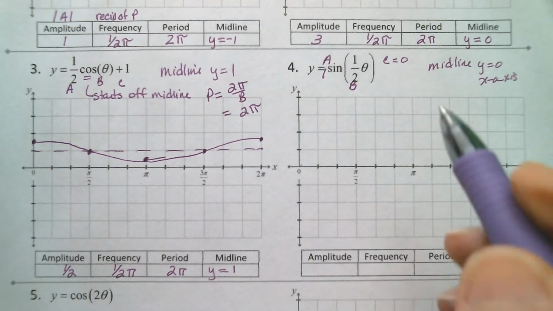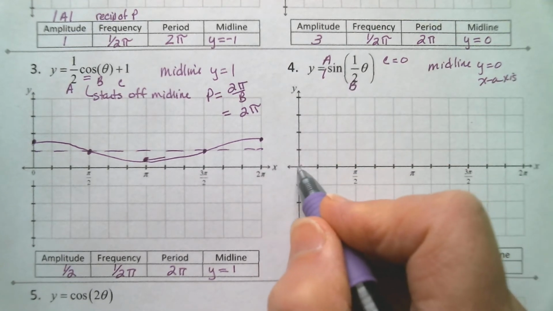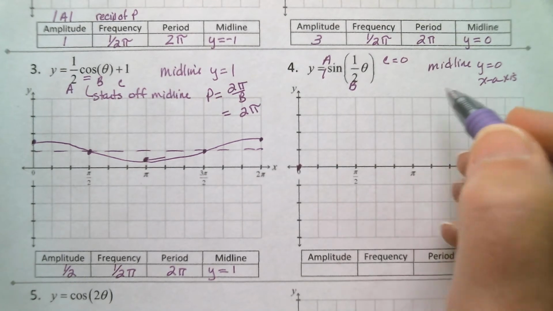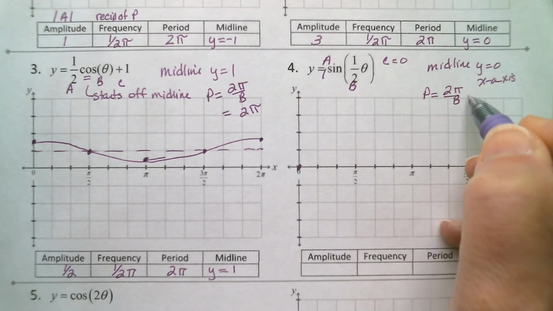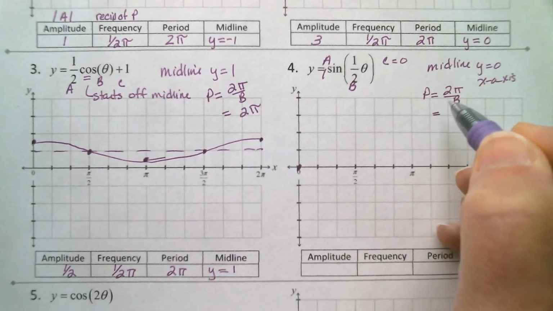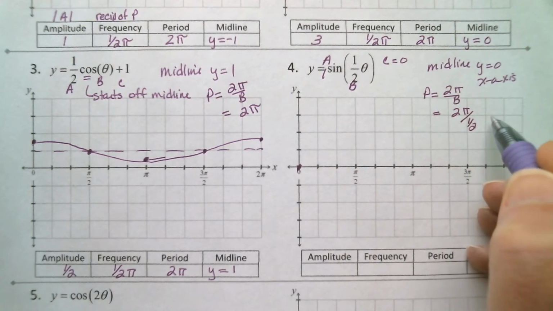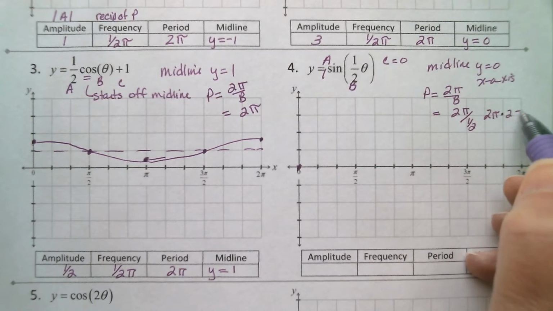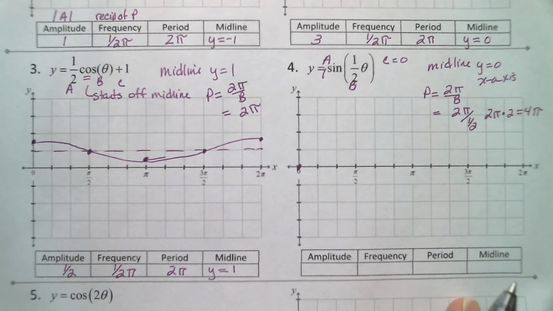This is our midline. This is sine, so it starts on the midline. And our period is 2 pi over b, which in this case, b is 1/2, so 2 pi divided by 1/2. Division by 1/2 is the same as multiplying by the reciprocal, so 4 pi. So it requires a length of 4 pi to get one complete sine cycle in.